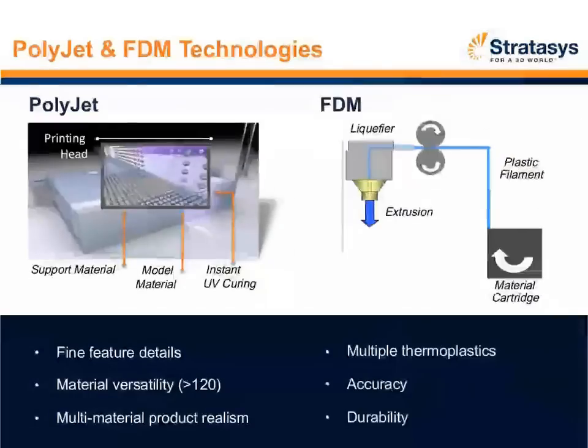We also have FDM technology, which is fused deposition modeling. It's known for its reliability and durable parts. What it does is extrude fine lines of molten thermoplastic, which then solidify as they're deposited. The Stratasys portfolio of specially engineered 3D printing materials is the most comprehensive in the industry. It includes nearly 150 PolyJet photopolymers and FDM thermoplastics.